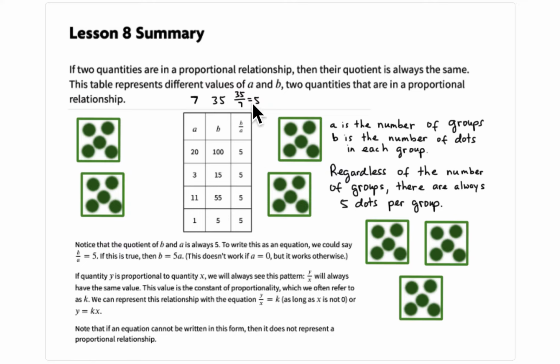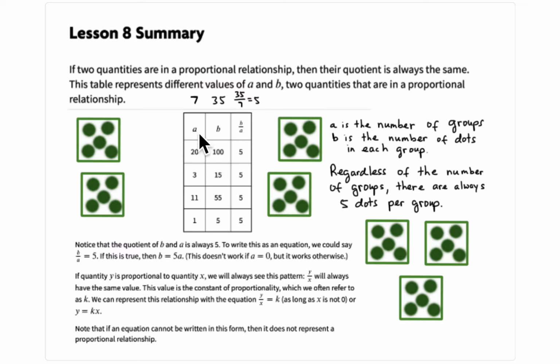I added one more line and a drawing of that to show you once again what's going on. If I have 7 groups, and in each of those groups I have 5 dots, how many total dots do I have? Well, I have 7 times 5 equals 35 dots. If I take those 35 dots and divide by the 7 groups, I'm going to get an answer of 5 dots in each of these groups. So that 5 is the constant of proportionality.